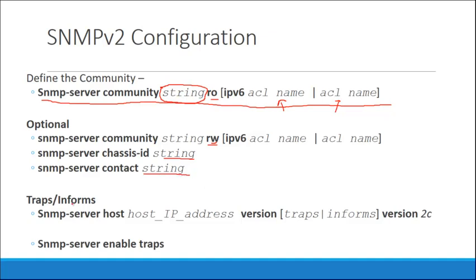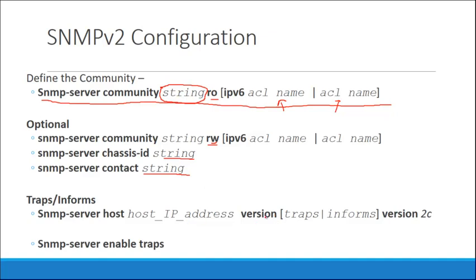And then lastly, we can do traps or informs. This is under optional. Also, I wanted to separate it out because of the different kind of configuration. So if we want to specify in version 2 whether to send traps or informs, we do use the SNMP server host IP address. That's the address to where your agent needs to send the information. So it's the address of your SNMP manager.